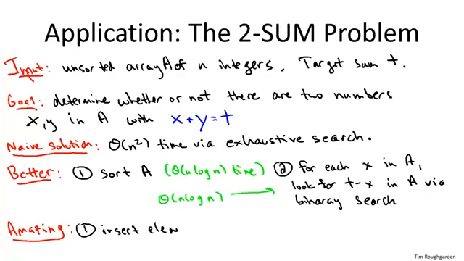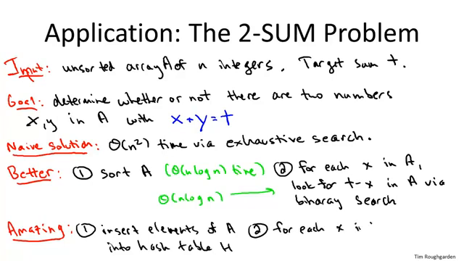For each x in the array, we look for its matching element t minus x in the hash table using the constant time lookup operation exported by the hash table. And of course, if for some x you do find the matching element t minus x, then you can just report x and t minus x. That proves that there is indeed a pair of integers with target sum t.